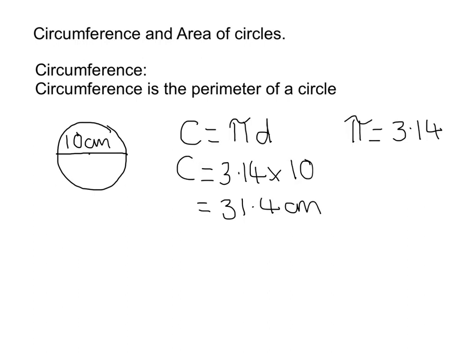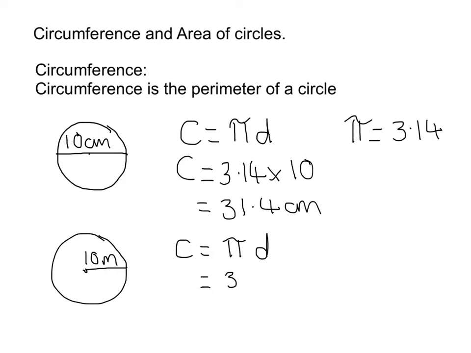If we look at a second example then, if I draw another circle, but this time instead of a diameter I give you the radius and I say that's 10 metres. Well, the only difference here is that we've been given the radius, and we should know that we can calculate the diameter by doubling the radius. So the circumference of this circle will again be pi d. Now that's equal to, again, 3.14, but not times 10, but times 20, because diameter is double the radius. So times that by 20, and that's going to give me 62.8 metres.